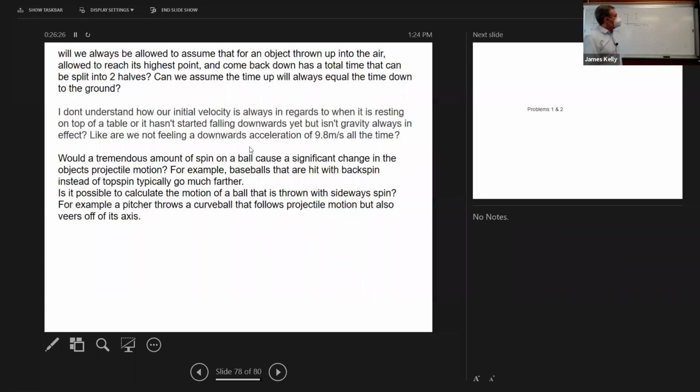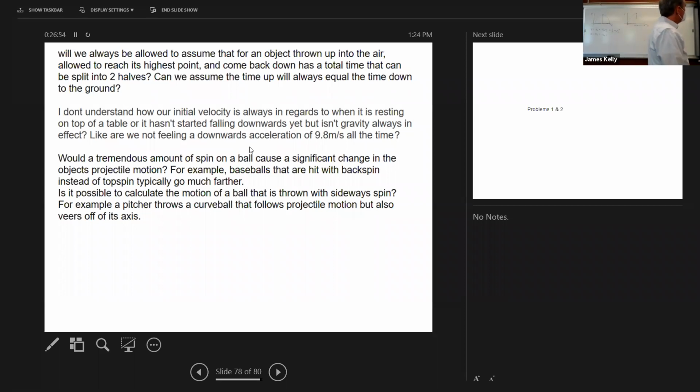Final question, and we'll do some problem solving. Would a tremendous amount of spin on a ball cause a significant change in the object's projectile motion? For example, baseballs that are hit with backspin. So if a baseball is going like this, it's going to travel farther in the air. It sort of gets some lift from it. As opposed to if you hit a baseball with forward spin like this, it tends to fall back down to the ground even faster than it would if there were no spin on it.